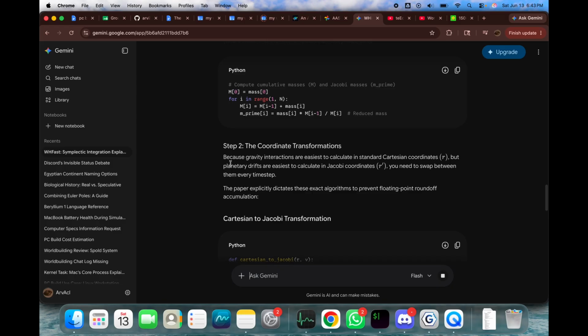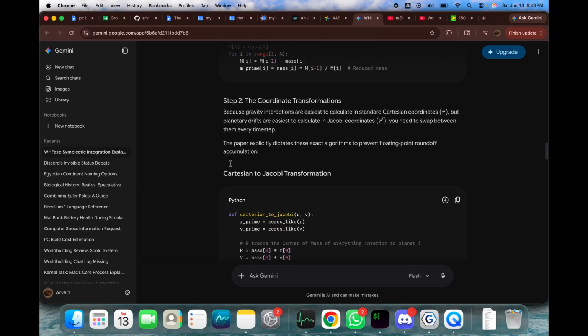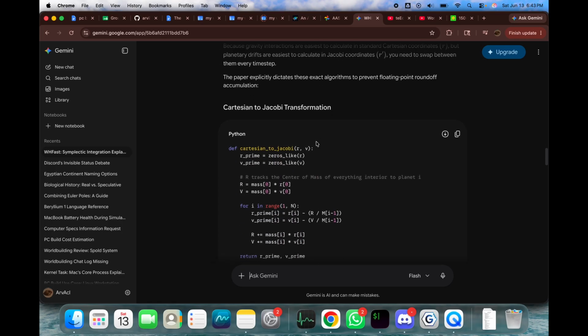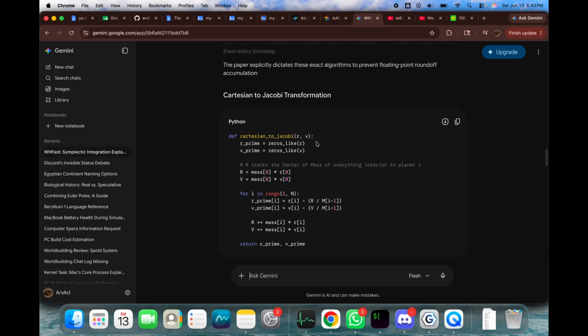Compute cumulative masses, Jacobi masses. Okay. So, it dictates these exact algorithms to prevent floating point round-off accumulation, or attract the center of mass of everything interior to planet i.